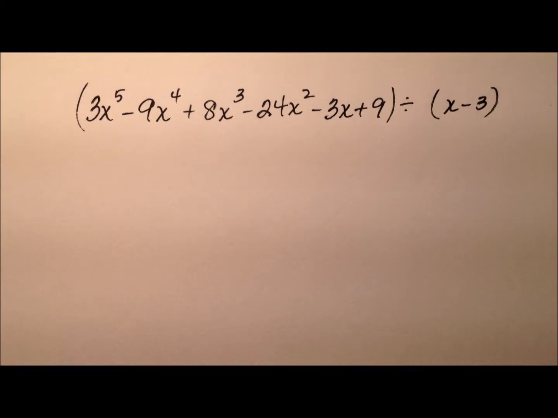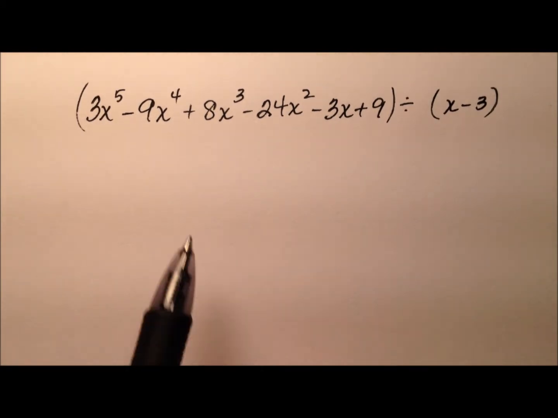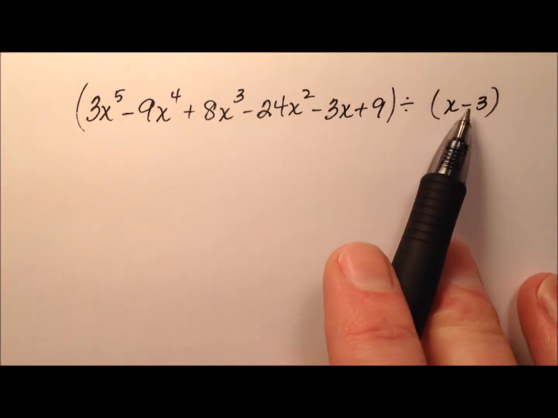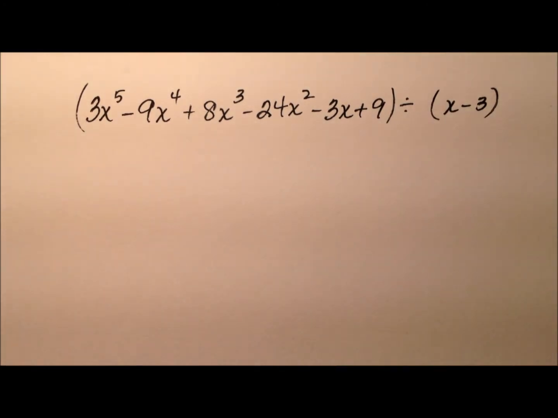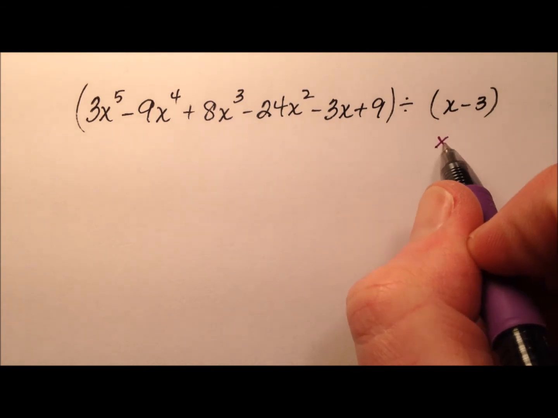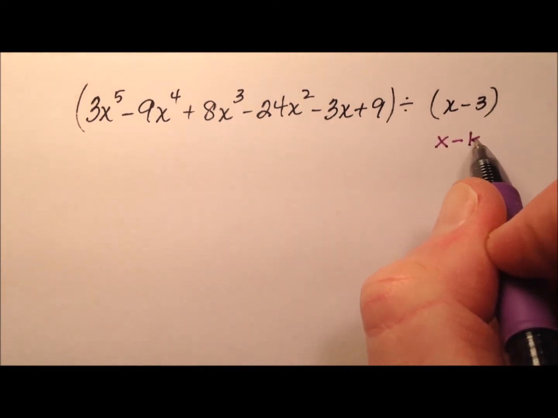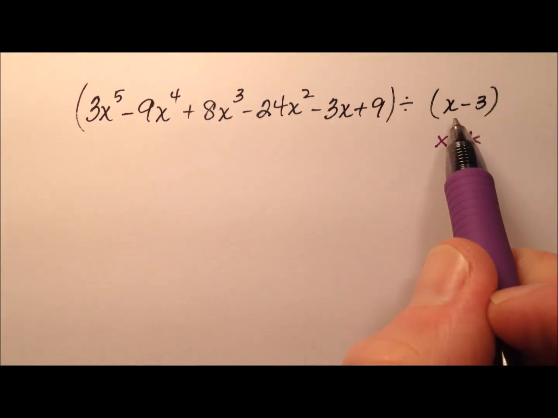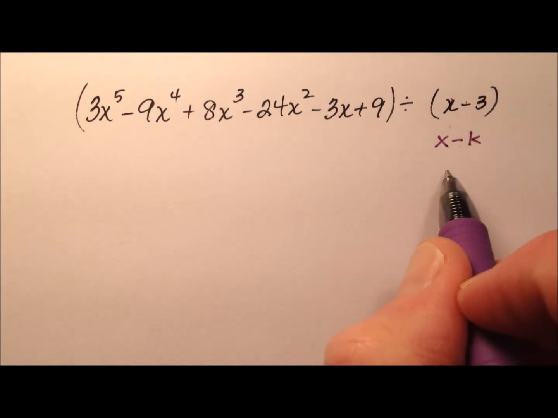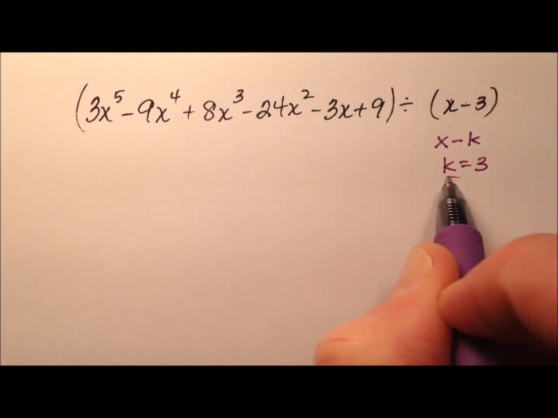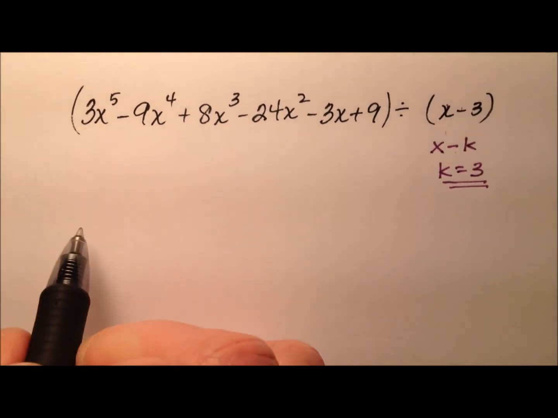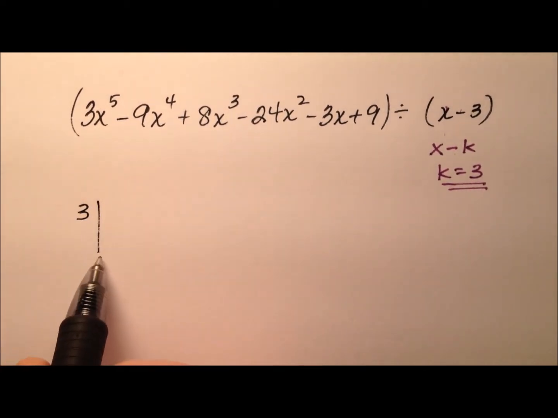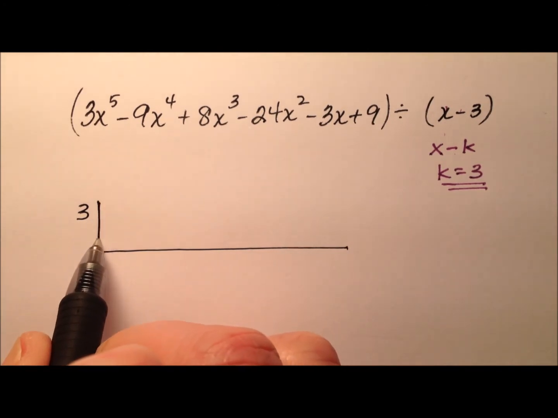In this example, we're going to use synthetic division in order to divide this polynomial by the binomial x minus 3. So remember, when we're using synthetic division, we're dividing by a binomial in x minus k form, which means, since the x's and the minuses line up, that my k value is positive 3, which is really important because it's the positive 3 that's going to go out front here. So I'll put my bar.